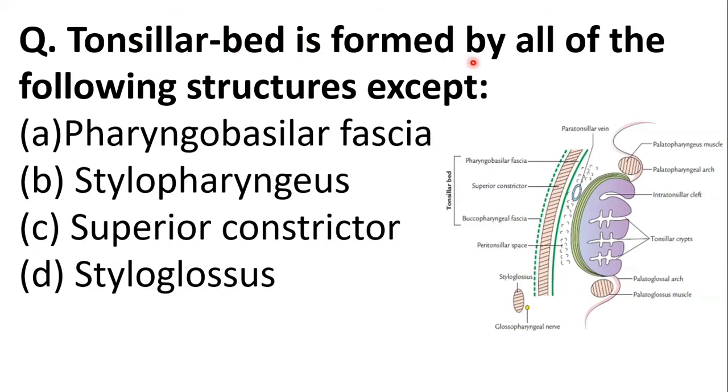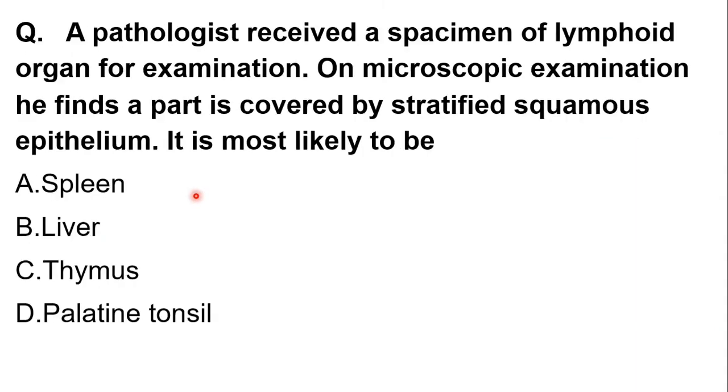The tonsillar bed is formed by all of the following structures, except pharyngobasilar fascia. Yes, this is the pharyngobasilar fascia, this green color. Stylopharyngeus muscle. Superior constrictor, yes, this is the superior constrictor muscle, and styloglossus, yes, this is styloglossus. So the incorrect answer should be stylopharyngeus.